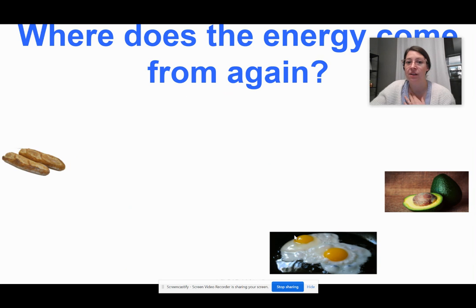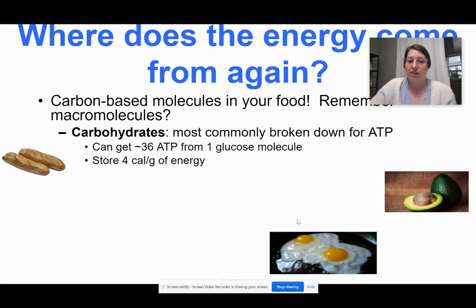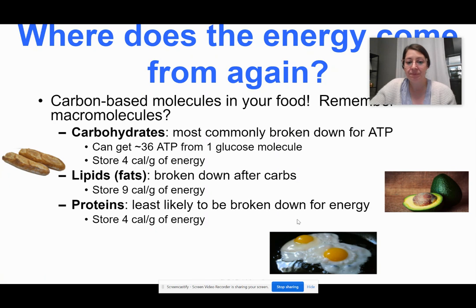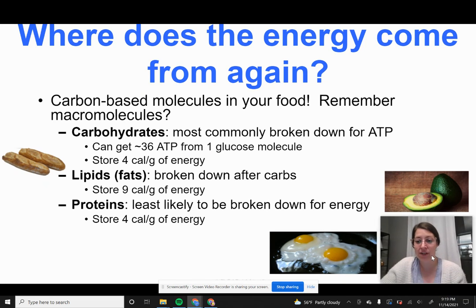So, just as a reminder, where does the energy come from in our food? Remember, it comes from your carbon-based molecules, all your macromolecules. So those don't go away. They're still there. Carbohydrates are our first source of energy. It's most commonly broken down for ATP. And this is the relative amounts of ATP we get from one glucose molecule.